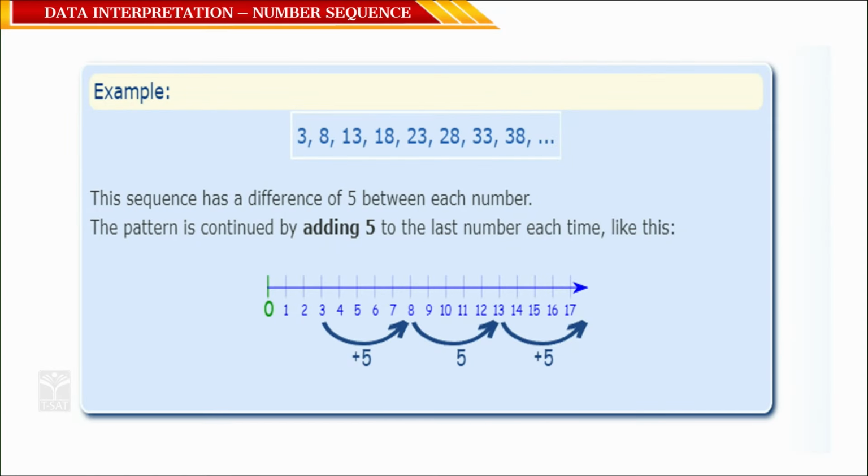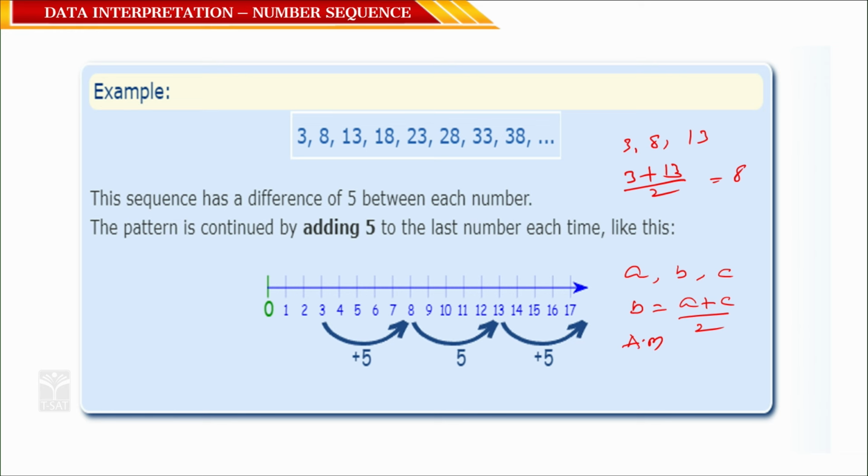Already what I said: 3, 8, 13, 18, 23, 28, 33, 38 and so on. This sequence has a difference of 5 between each number. The pattern is continued by adding 5 to the last number each time. Now observe it, correct? We have shown this on a number line. And a very important factor is when you consider 3, 8, 13: 3 plus 13 by 2 is 8. When there are 3 terms, say A, B, C, then B is equal to (A plus C) by 2. Here B is called the arithmetic mean.